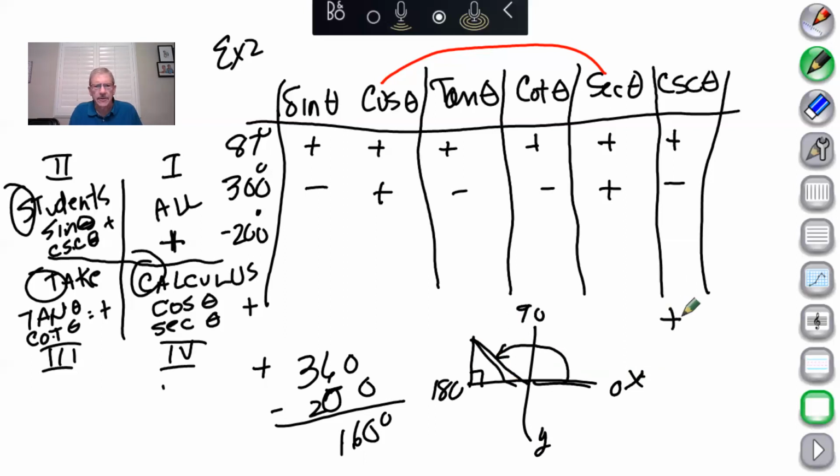Well, a positive 360 and a negative 200 gave us the 160. I'm sorry, I already did that. And so now I'm going to look at 160. 160 is this angle right here. It's in the second quadrant. All students. Sine, positive. Its reciprocal buddy, cosecant, positive. All the rest, negative. Okay, just that easy.